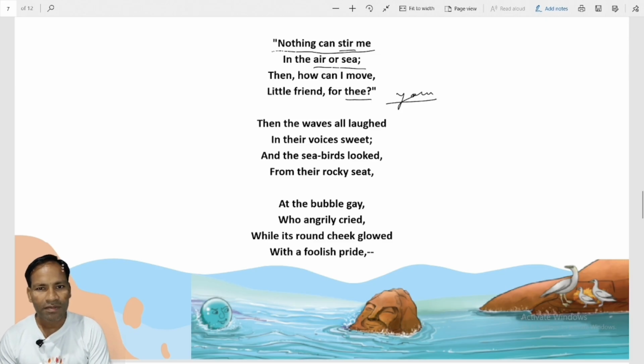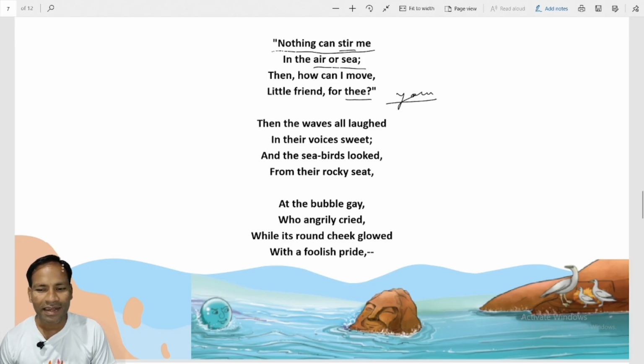तो मुझे आसमान में कोई हिला ना पाया, बवंडर ने हिला ना पाया, ना लहरें हिला पाईं, बड़े बड़े टोर्नेडोज़ आए, बड़ी बड़ी सुनामीज़ आईं, नो बडी कुड मूव मी, बट हाउ कैन आई मूव फॉर दी, लिटिल फ्रेंड? तो मैं तुम्हारे छोटे बबल के लिए कैसे मूव कर सकता हूँ? देन द वेव्स आर लाफ्ड.